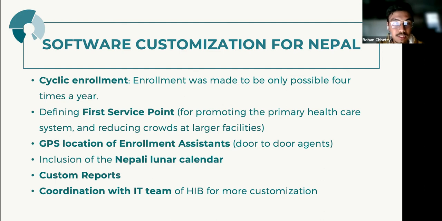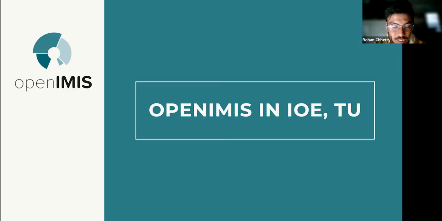Talking about software customizations which we can apply in the context of Nepal, we have cyclic enrollment. Enrollment can be made possible more than 4 times a year, which would be great. Defining first service points for promoting the primary healthcare system and reducing crowds at large facilities. GPS location of enrollment assistance. Door-to-door agents can be utilized for the enrollment process, making it much easier to reach the rural areas of Nepal. And inclusion of the Nepali lunar calendar, which is actually Nepal's main calendar. We can also give customized reports to individuals, and coordination with the IT team of the Health Insurance Board for more customization can also be done.